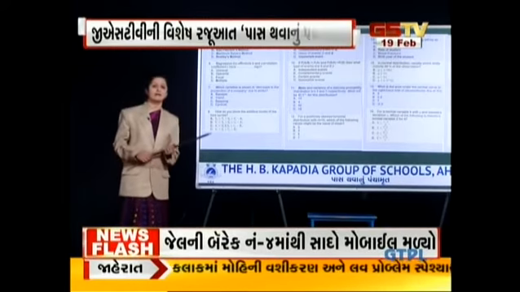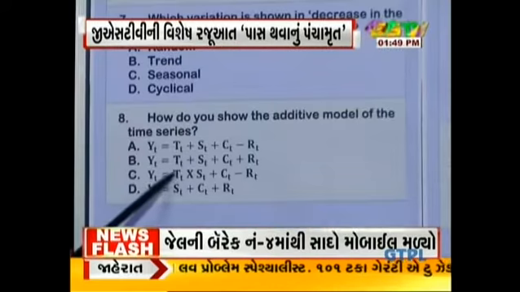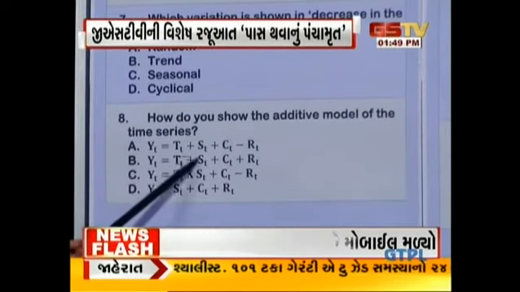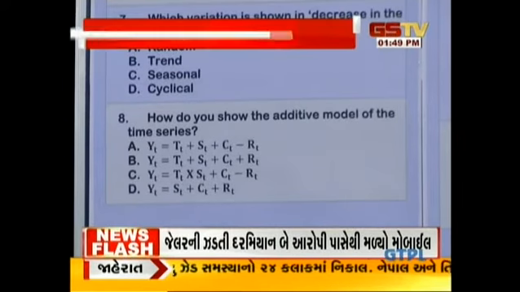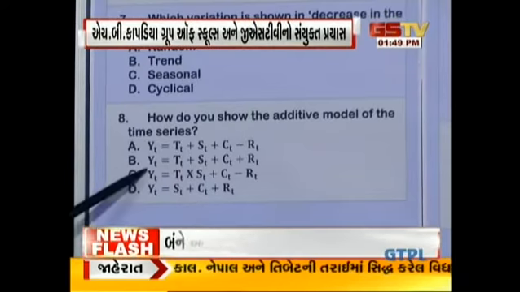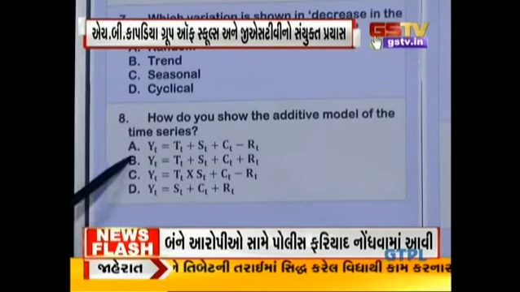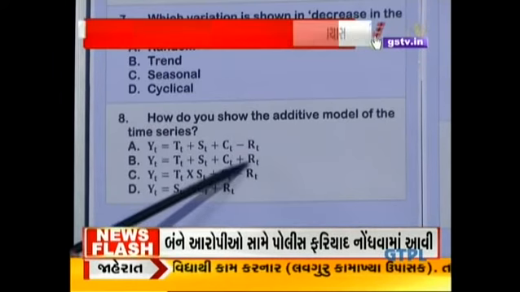Model means where your trend will be the total combination of all the 4, that is trend, seasonal variation, cyclical variation and random variation. So all the 4 together gives you the YT. So the right option is TT plus ST plus CT plus RT.